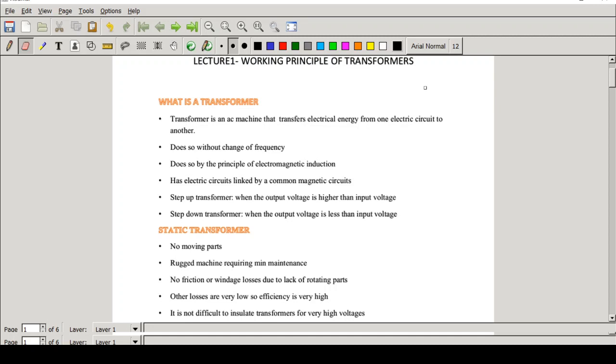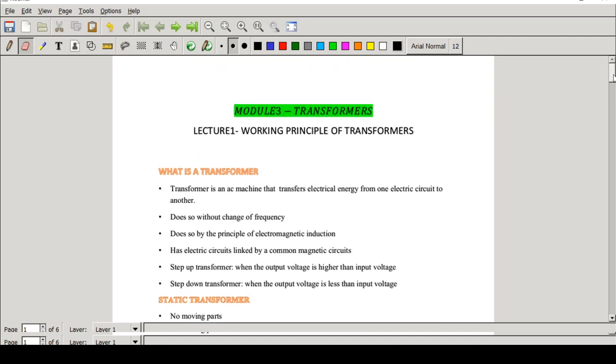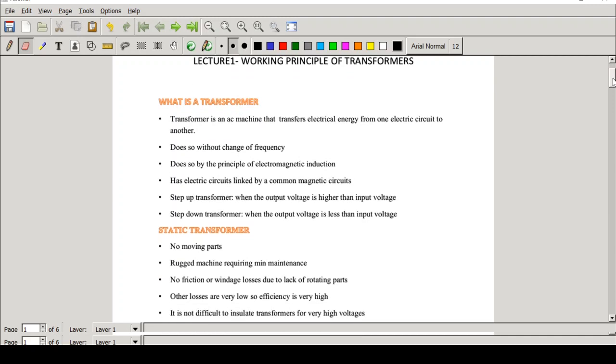Okay, so in today's session, we will discuss transformers. What is a transformer? Then the working principle of a transformer, the construction of a transformer, then the difference between an ideal transformer and an actual transformer, etc. So starting with what is a transformer exactly, how you can define a transformer.